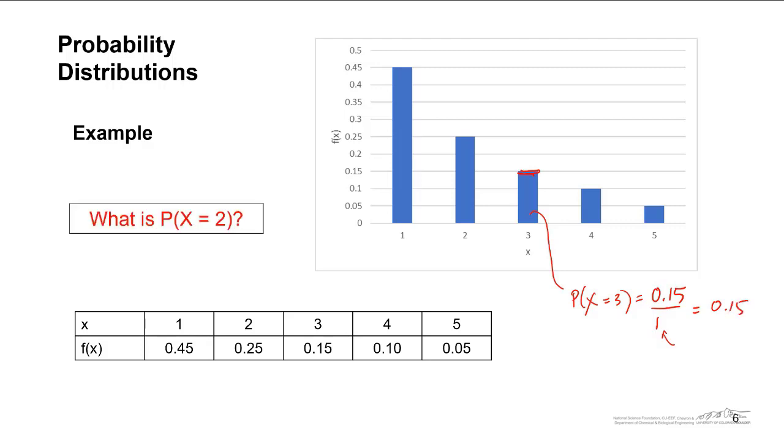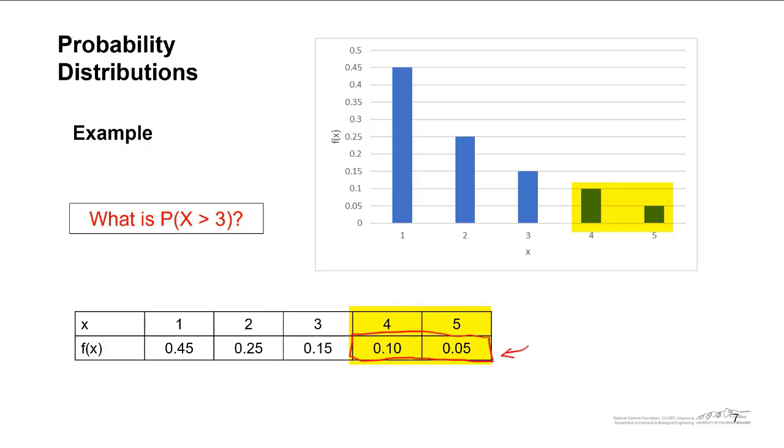We can also calculate some other examples. What's the probability that x equals 2? Well, that's just going to be 0.25. What about the probability that x is greater than 3? So greater than 3, we would look at 4 and 5. And again, because lowercase f represents probabilities, we can just sum. So this really equals 0.15, the probability that x is going to be greater than 3. If we had included greater than or equal to 3, then we would add bar number 3 there, so it'd be 0.30.